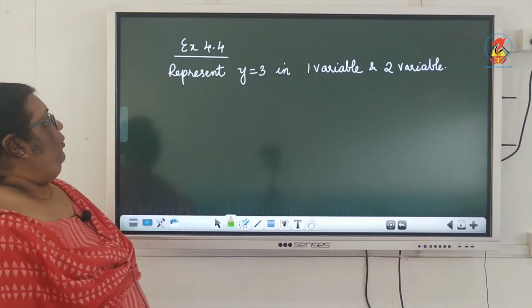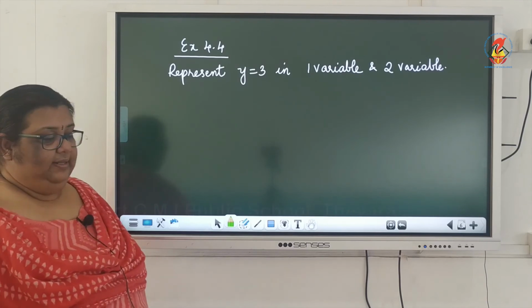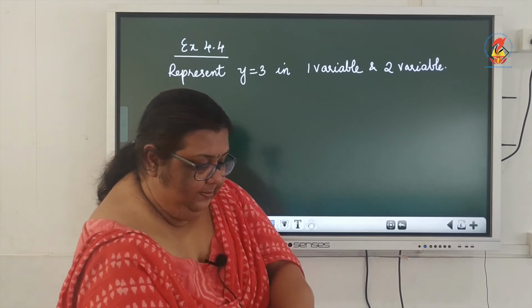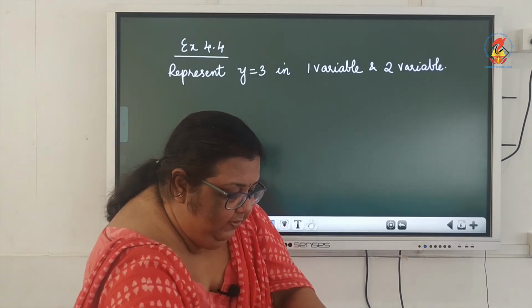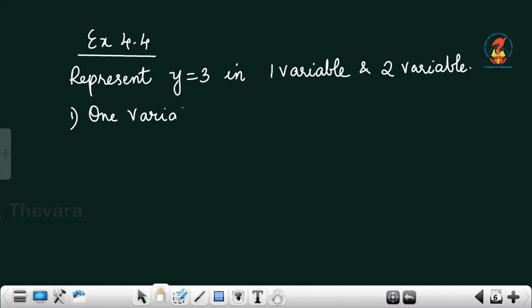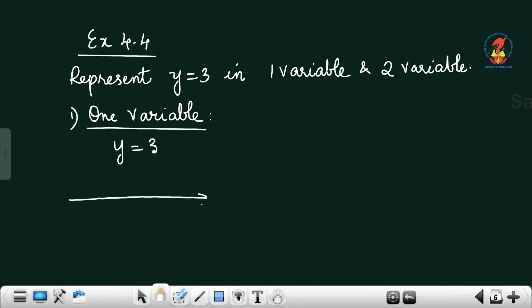Exercise 4.4. Represent y equals 3 in one variable as well as in two variables. In one variable, how will we represent? First, we will draw about one variable. Y equals 3. Your usual number line. -1, 0, 1, 2, 3. This will be y equals 3.